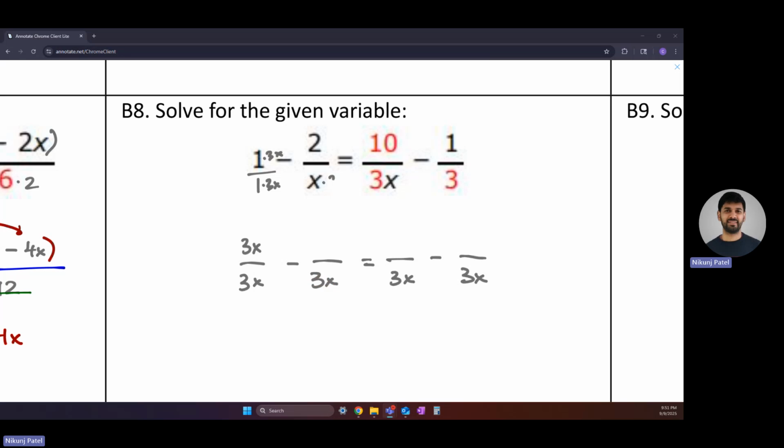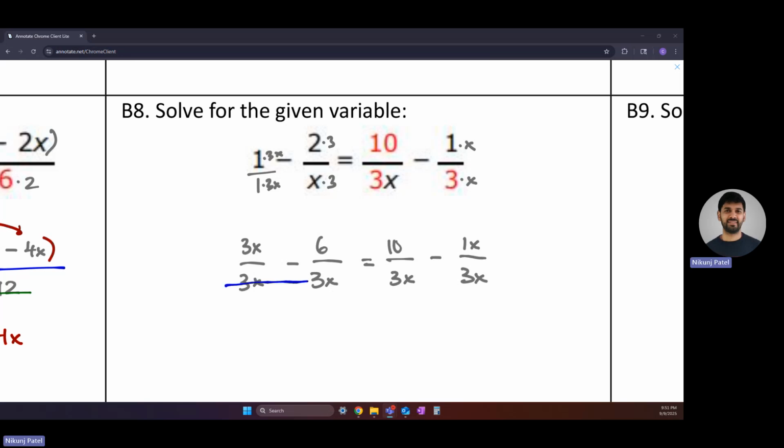So I'm going to do times 3, times 3. We didn't do anything to this, so we're not going to do anything to that. Keep it as 10. And then the last one is times x, times x. We can multiply something times x. 1 times x is 1x.